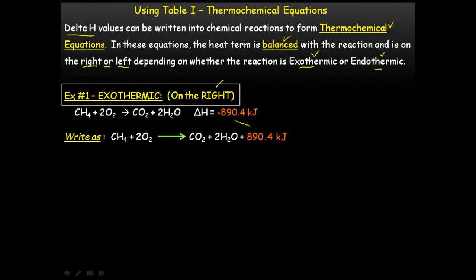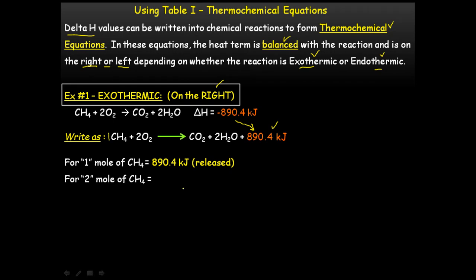Now, when you write it here on the right side, you drop the negative. The negative is telling you to put it on the right as a product. So that's where the reaction would go. So you don't need the negative when you write it in the equation. Now for 1 mole, that would be 890. For 2 moles, it will be 2 times the 890 if you wanted 2 moles of this. So the fact that it's written per mole is actually a good thing. You can always adjust that for however much methane you're burning.